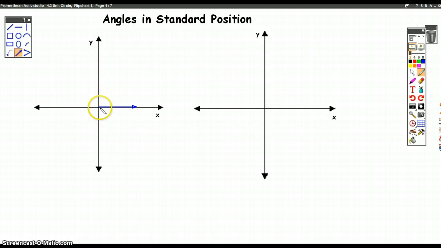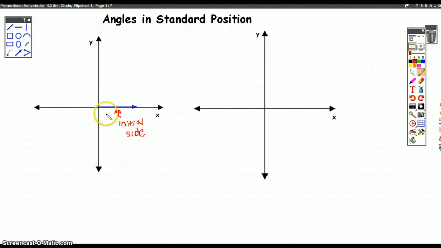So remember, a ray is like a line that starts at one point and goes on forever in one direction. So this is a ray. We always start there when we talk about angles in standard position. So this ray here, we're going to call the initial side of the angle.